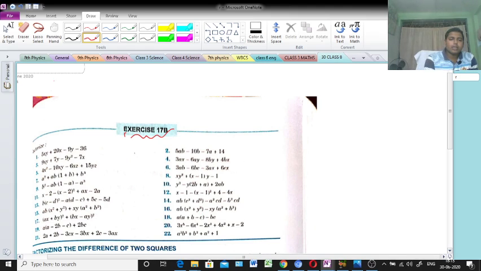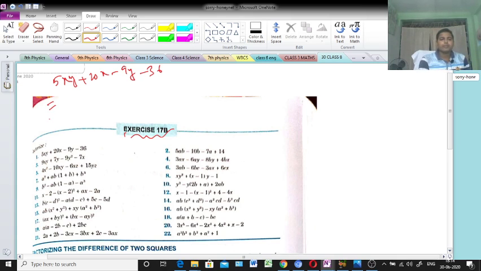Now let's start exercise 17b. The first question is: at first you should try it also. 5xy plus 20x minus 9y minus 36. This is the question. First question, 5xy plus 20x minus 9y minus 36. Clear? At first you should try it. After that you will see the solution. Otherwise I will explain it.